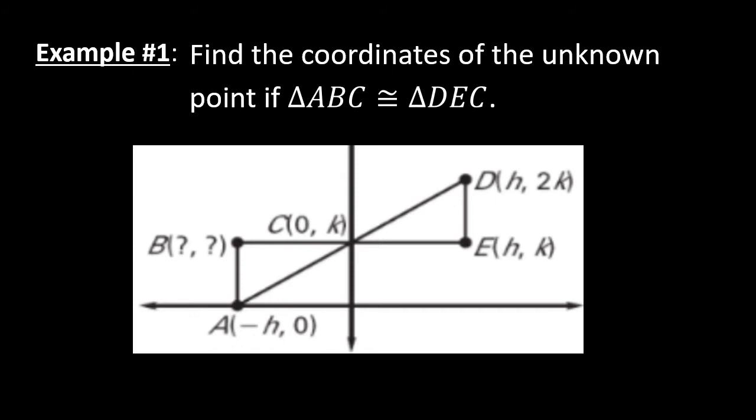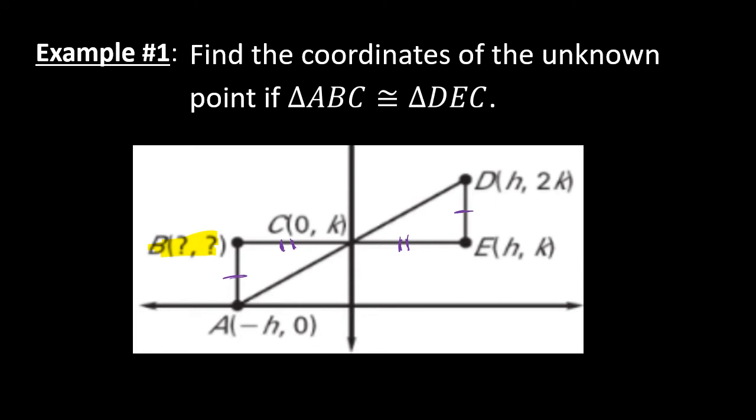We're going to find the coordinates of the unknown point if triangle ABC is congruent to triangle DEC. So why did they tell us these are congruent? Well, they're telling us this because we can mark the congruent parts. Primarily, the horizontal and vertical components are the parts that are really important when we think about what coordinates are missing. So what are we looking for? Well, in this particular problem, we are looking for the coordinates of point B.